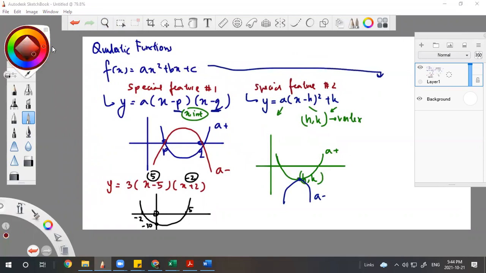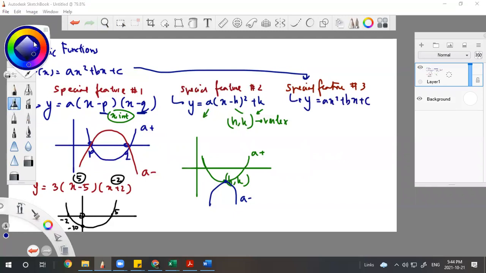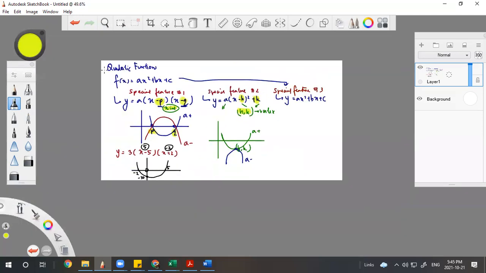Okay. Special feature number 2. And number 3 is y, again go back to its origin. y equals ax squared plus bx plus c. That's all. Okay. So we have to understand this part. I will highlight the important part in this part of learning. Find the zero maker. This is the vertex. Okay, that's it. That's what I can tell you about the special features.